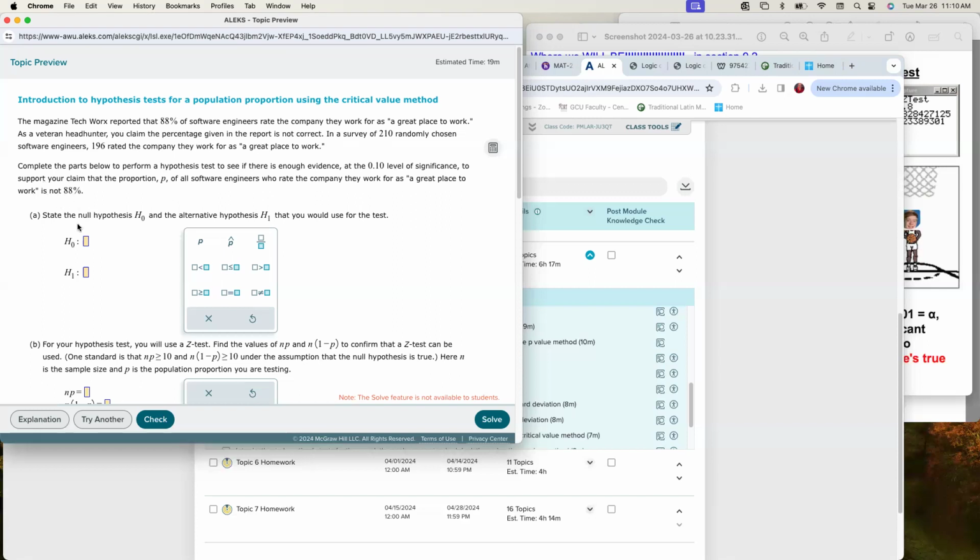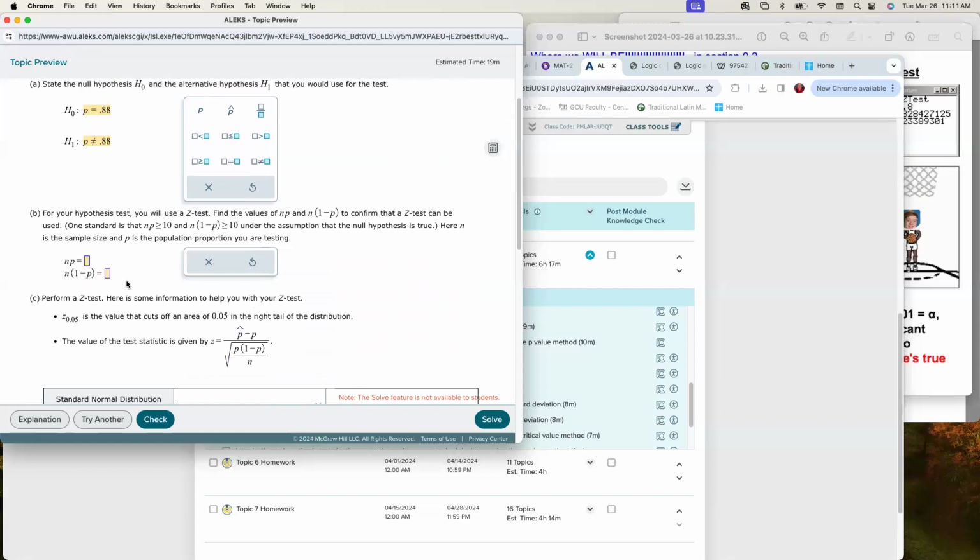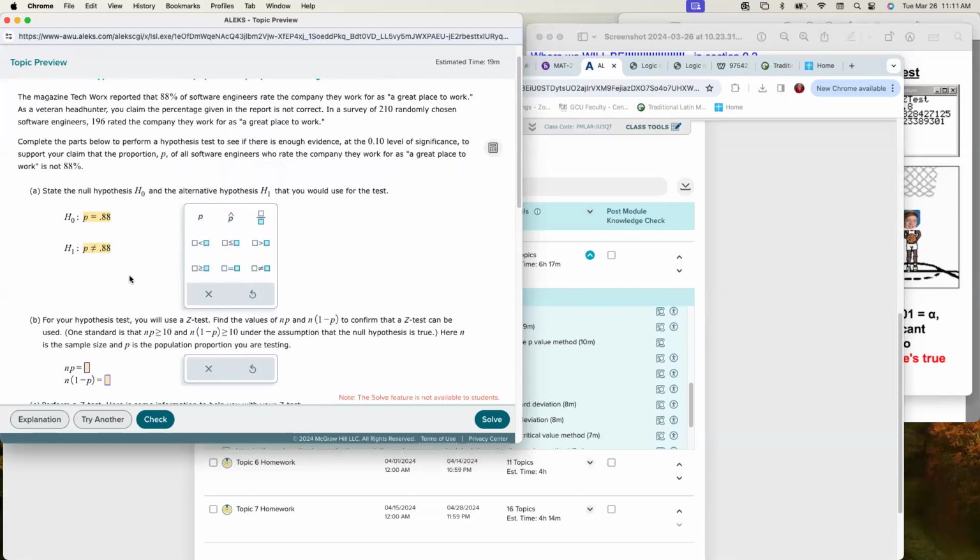So the phrase is not is going to tell us what our alternative is. So I'm going to put in this equal sign here again. So we're going to say p equals, so my p is 0.88. And I come down here again, and that phrase is not tells us that we're going to have not equals again. All right, so put my p in there, 0.88. And I better go back up here. 0.88.